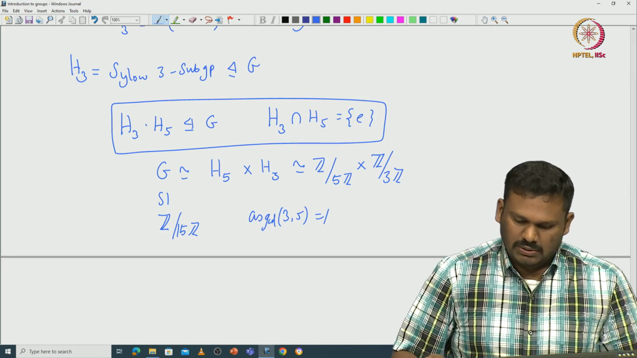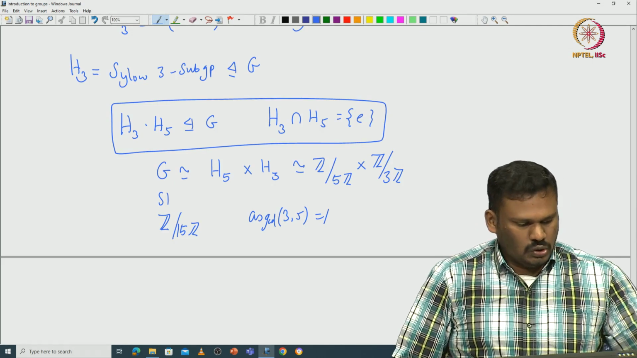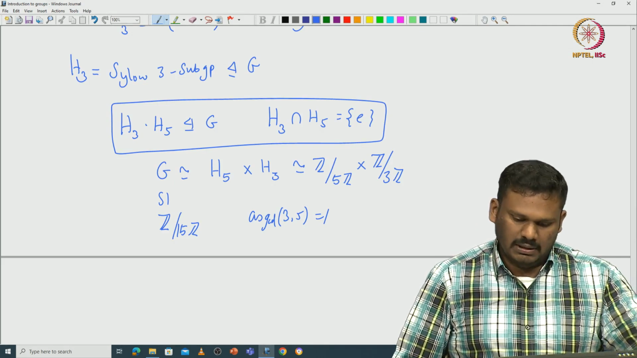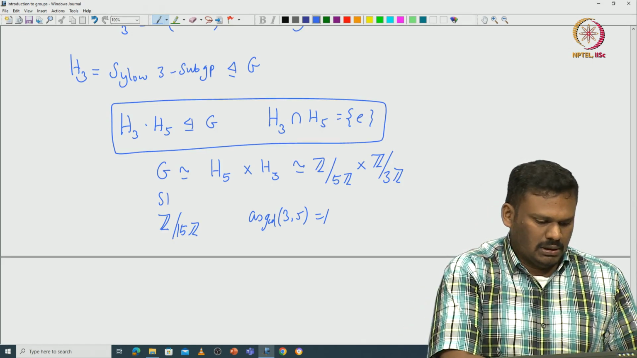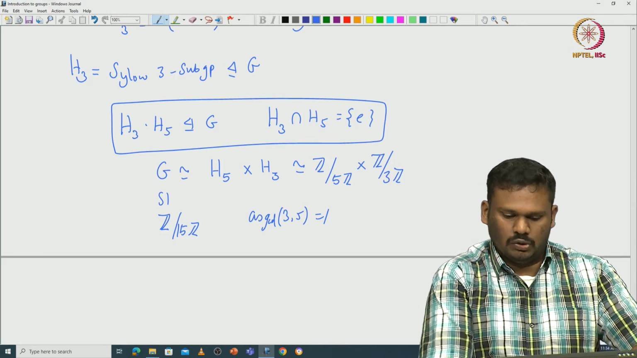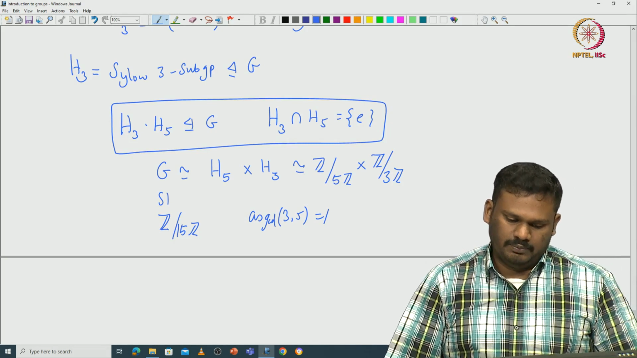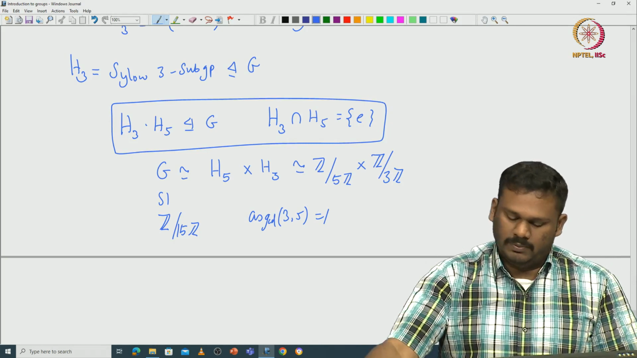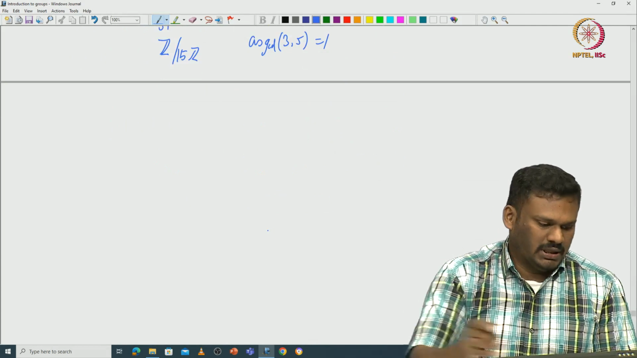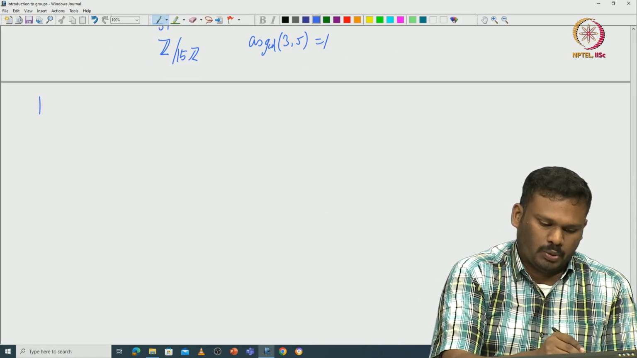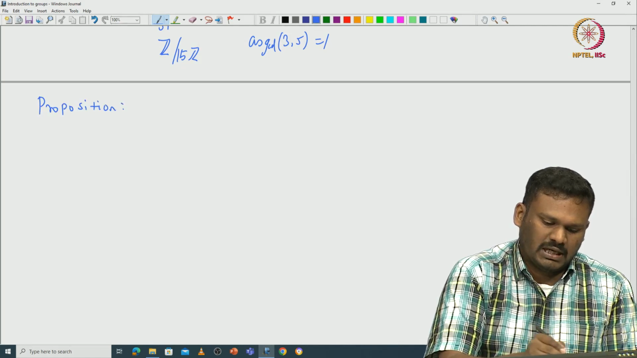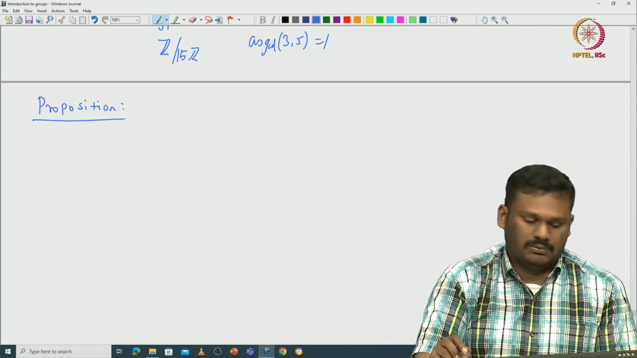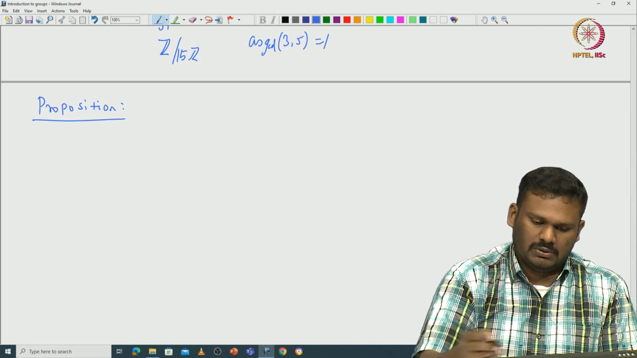Such conclusions one can make even for some bigger groups. Bigger groups means some general groups having exactly two prime factors. So, let us call it a proposition. This is again a corollary of Sylow's theorem. You can call it corollary or proposition, whatever you want.